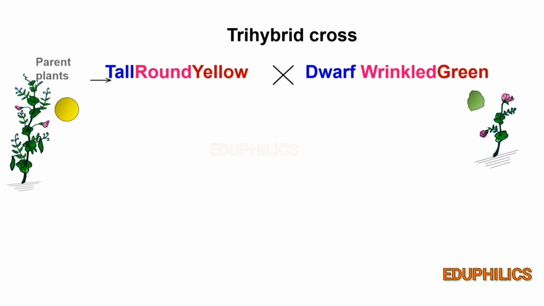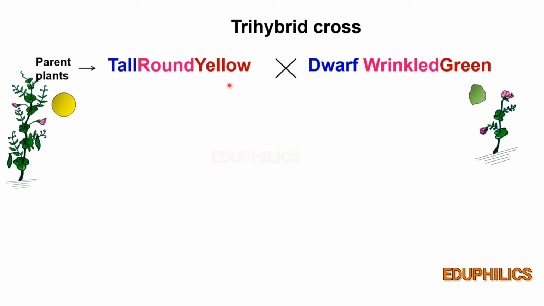According to the question, these are pure breeding plants. That means they are homozygous. So tall round yellow and dwarf wrinkled green are phenotypes, and these are their genotypes. Because they are pure breeding, they are homozygous in condition.